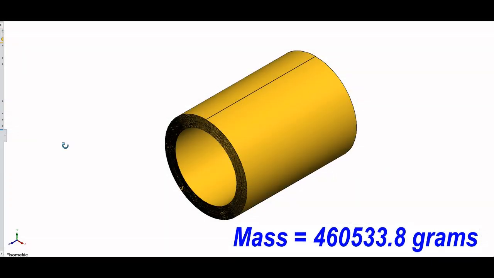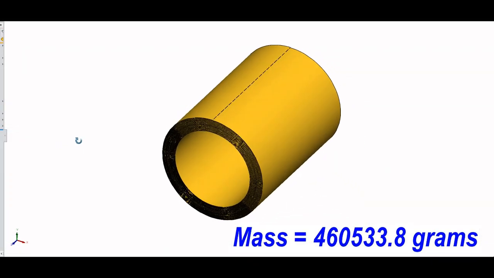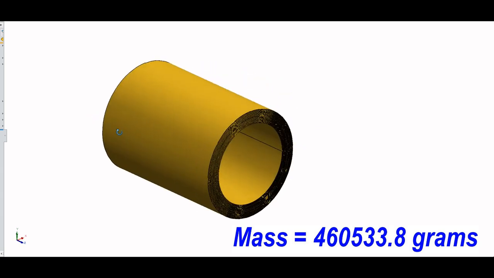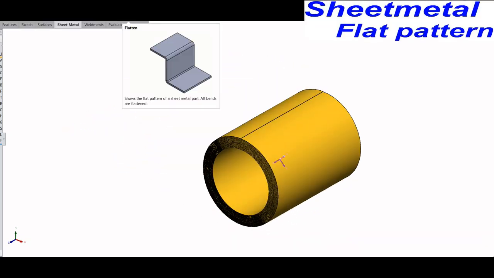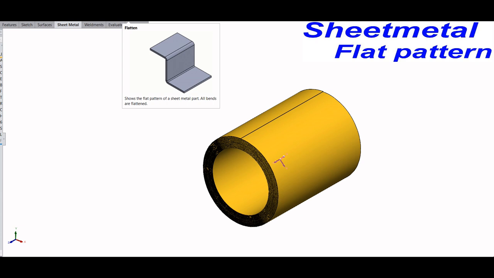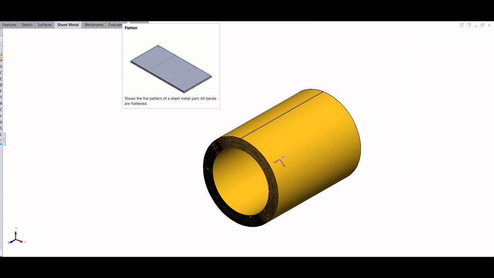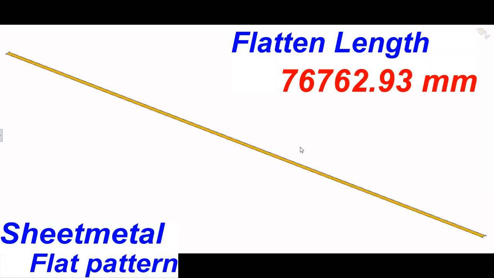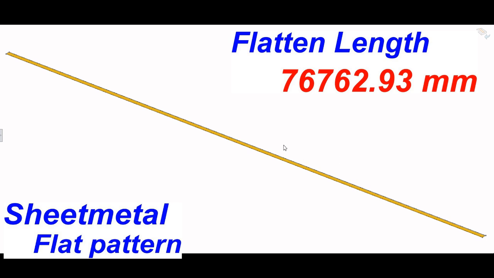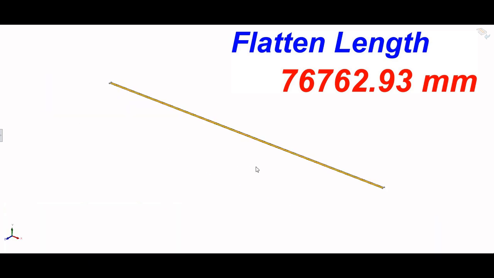The calculated mass is about 460 kg. Let's check the flattened state of this roll of brass sheet. The calculated flattened length is about 77 meters.